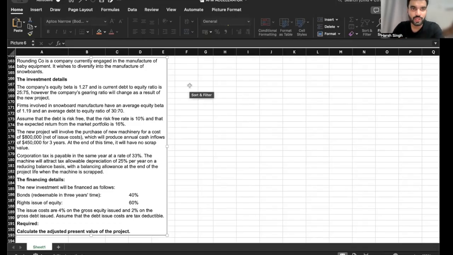Okay, let's solve this question. Rounding company is a company currently engaged in the manufacture of baby equipment. It wishes to diversify into the manufacture of a snowboard. The equity beta is given as 1.27 and its current debt to equity ratio is 25.75. However, the company's gearing ratio will change as a result of the new project. Data on firms involved in snowboard manufacture has been provided. Okay, we got why we are given this much data, everyone.